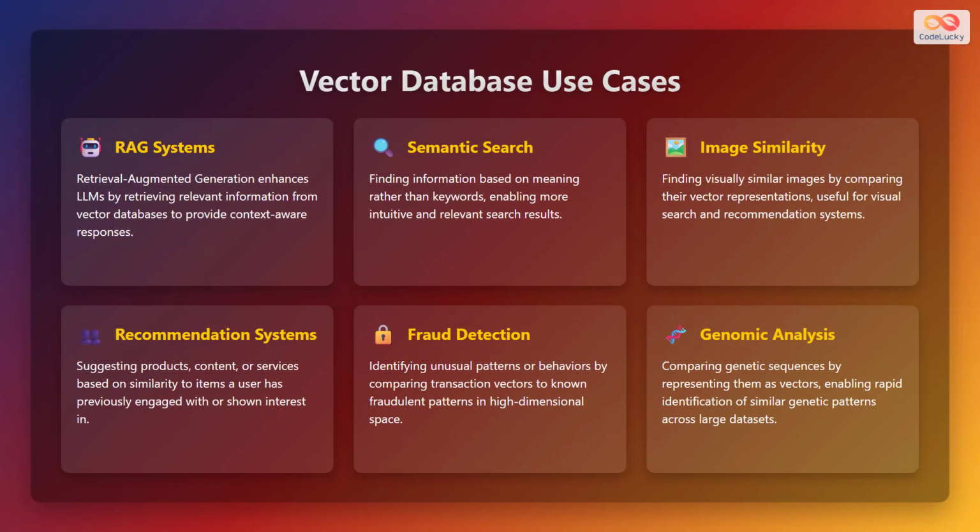Vector databases have a wide range of use cases. Retrieval-augmented generation enhances large language models by retrieving relevant information from vector databases to provide context-aware responses. Semantic search is finding information based on meaning rather than keywords, enabling more intuitive and relevant search results. Image similarity is finding visually similar images by comparing their vector representations, useful for visual search and recommendation systems.